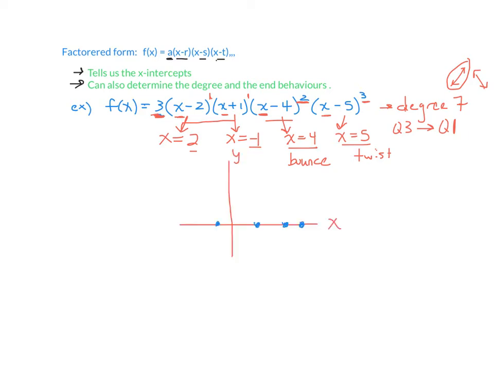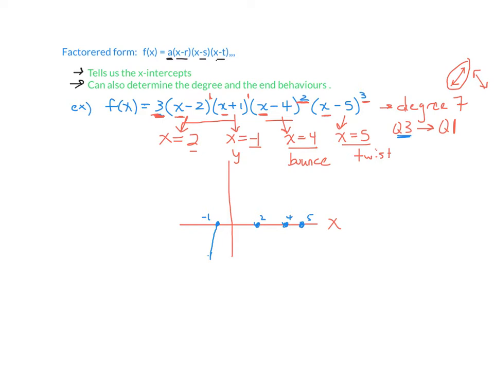All right, so I've got my x and y axes drawn there, and I've shown my x-intercepts at negative 1, at 2, at 4, and at 5. And then I know that I'm going from quadrant 3. At negative 1, I'm cutting through. I could expand and simplify this to figure out my y-intercept, or just sub zero in for the x and solve for the y.